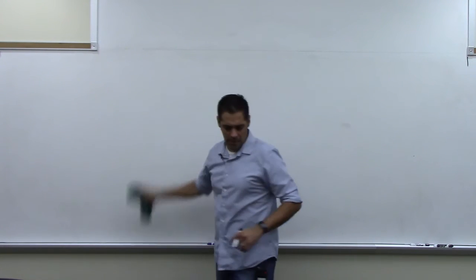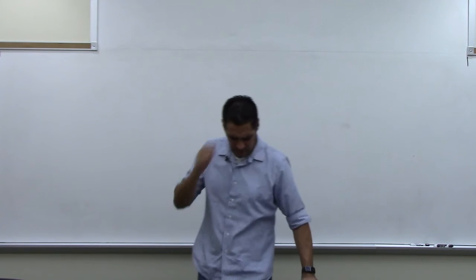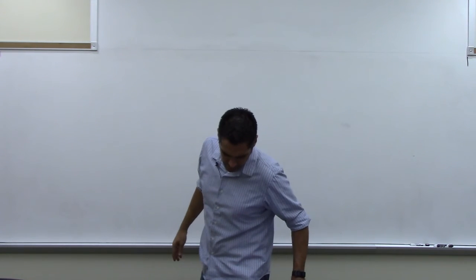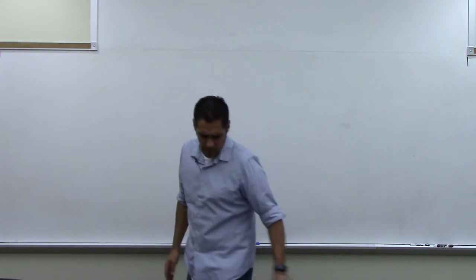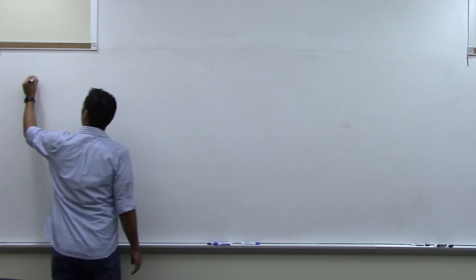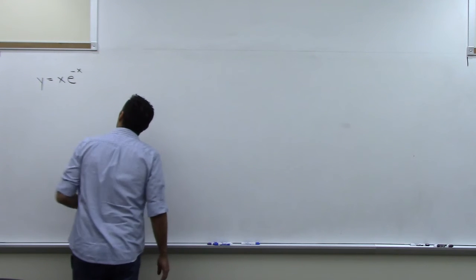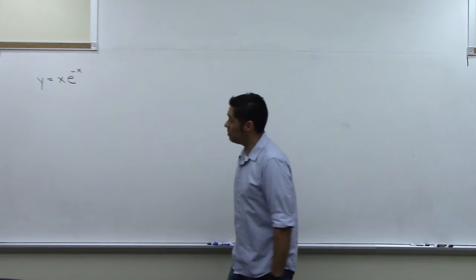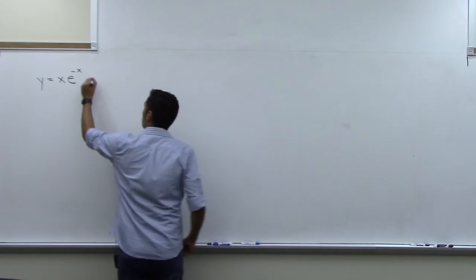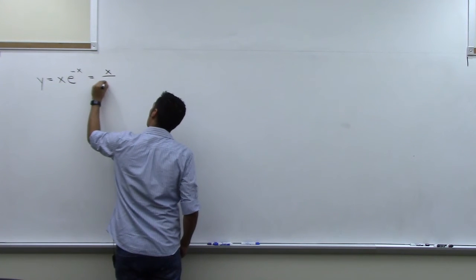All right, the other one, I'm gonna do 39. Y equals x e to the negative x. All right, so let's talk about domain. Remember, this is the same as x over e to the x.